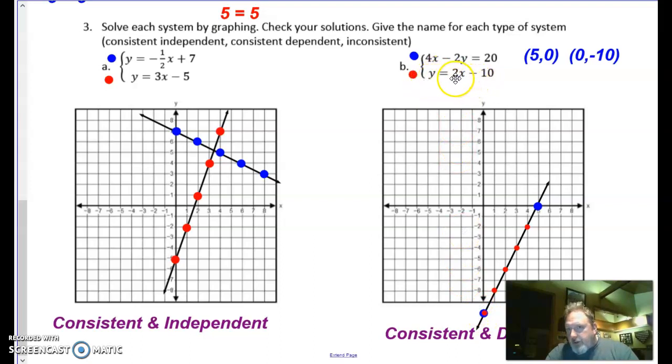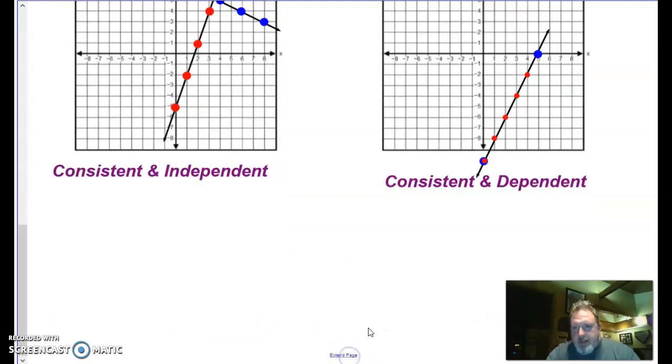The second equation has a y-intercept of negative 10, so we're at the same spot, and slope of 2. So if we go up 2 over 1, what you see is we hit the same 2 points. So the red graph here, the red equation, hits the same 2 points as the blue one. So that is the same line, and when that happens, that's consistent and dependent because they are the same line.